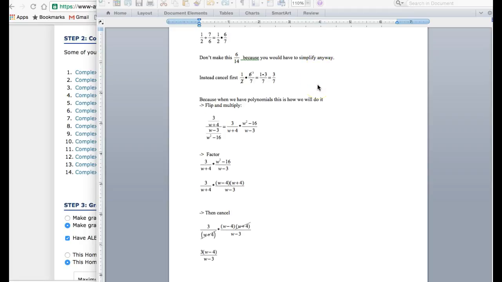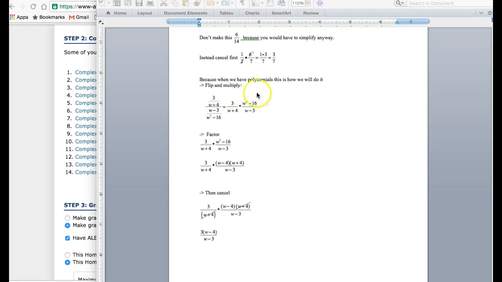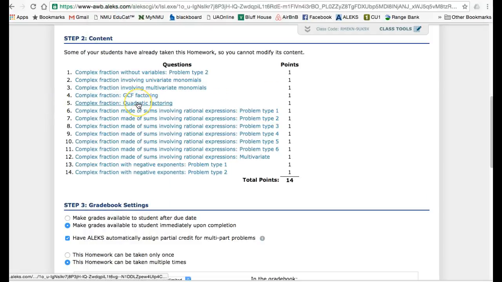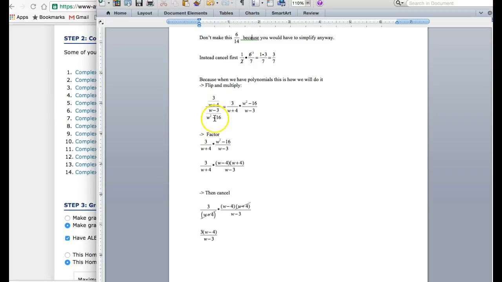And here's one with a polynomial, so you can see where we really are doing this factor and cancel thing. Okay, so you've got this original problem. This is from the homework. I think this was problem number 5. So what we're going to do is take the reciprocal of the divisor, so w minus 3 over w squared minus 16 is the reciprocal, that's w squared minus 16 over w minus 3.